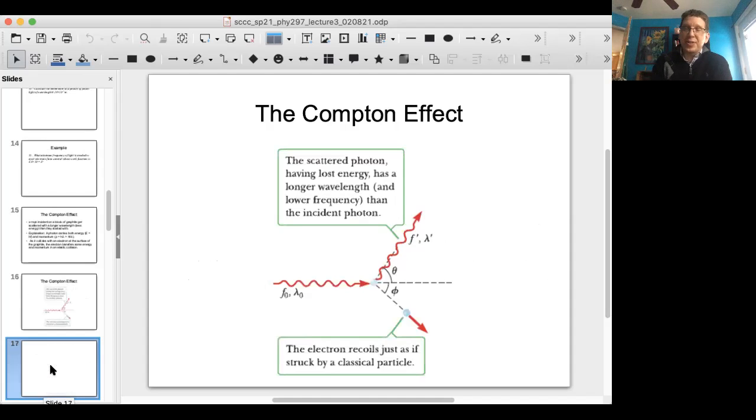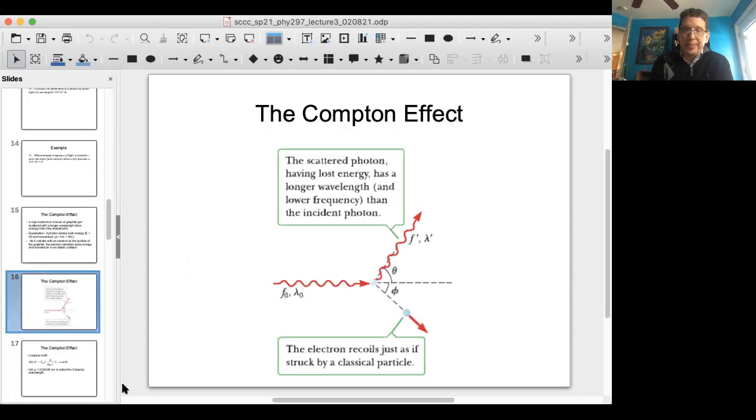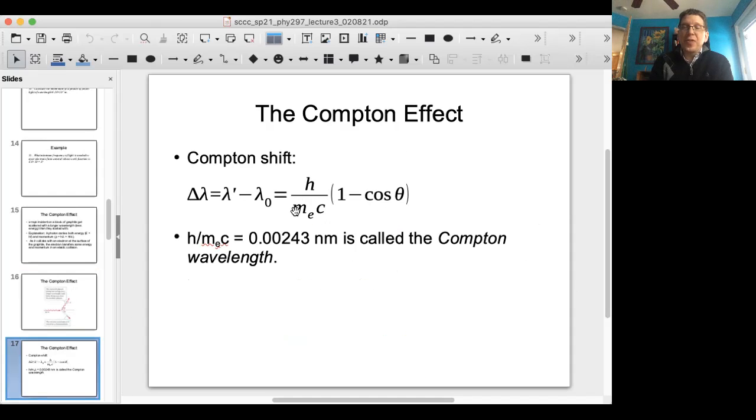Kinetic energy is fully conserved, and you get this formula that the increase in wavelength is equal to h divided by the mass of the electron times c. If it was an object other than the electron, you would change the mass in this equation, but h and c remain the same, multiplied by, in parentheses, 1 minus the cosine of theta, where theta is the scattering angle of the photon. And so h over the mass of the electron times c is equal to 0.00243 nanometers, and it's called the Compton wavelength.